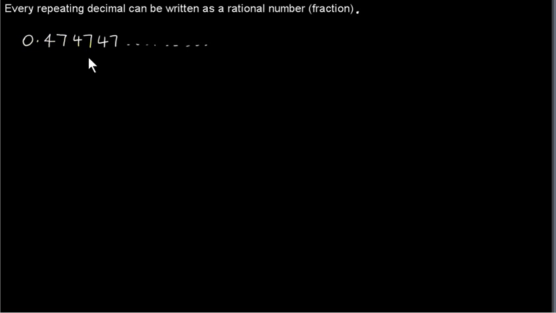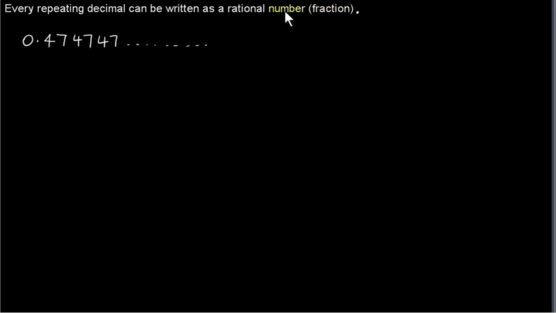A repeating decimal is an example like this one here, which repeats itself after the second place. So the first two places are 4 and 7, and then that repeats itself indefinitely. Every repeating decimal can be written as a rational number. A rational number is a fraction.